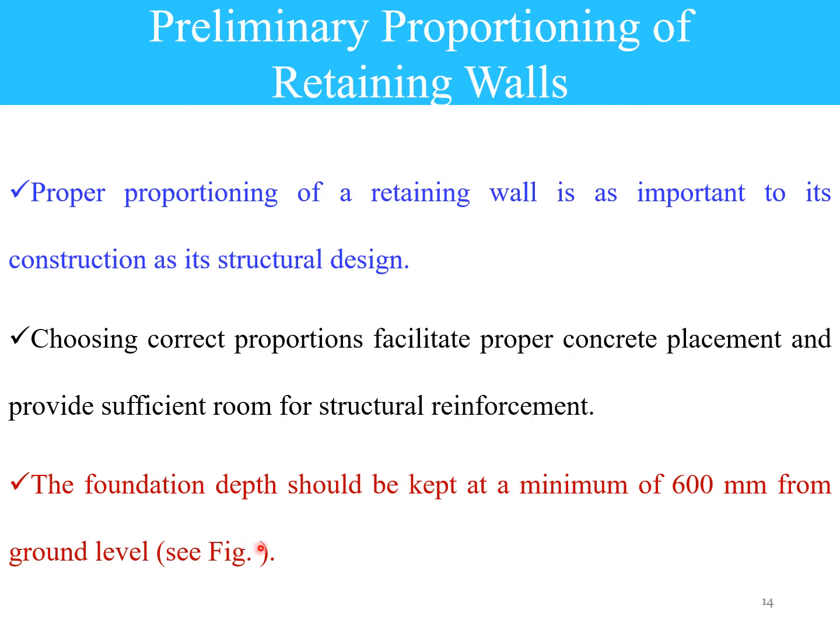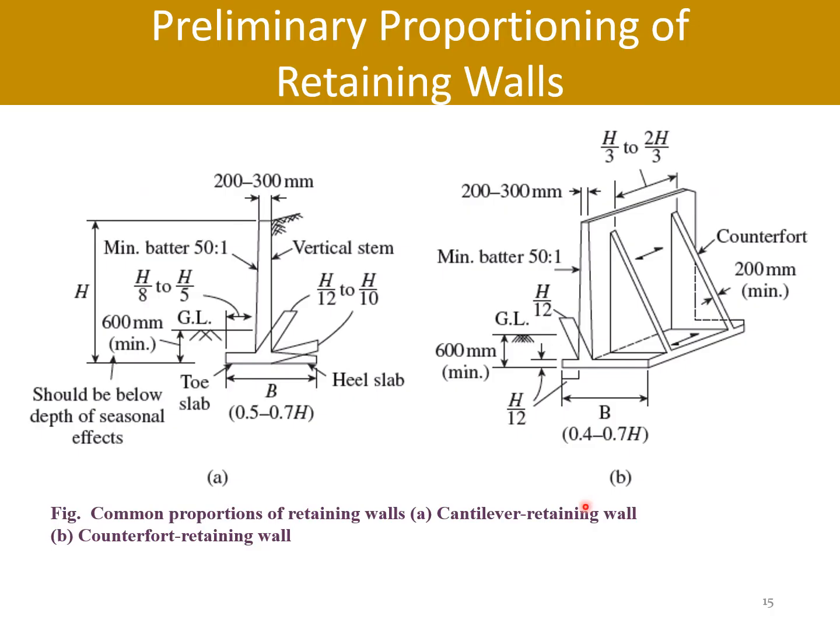The minimum depth of a foundation should be kept at 600 mm from the existing ground level. You can look at the figure here. From the ground level, a minimum of 600 mm depth should be maintained. The thickness of my slab should be h by 12 to h by 10, where h is the height measured from the base slab to the top of the wall.